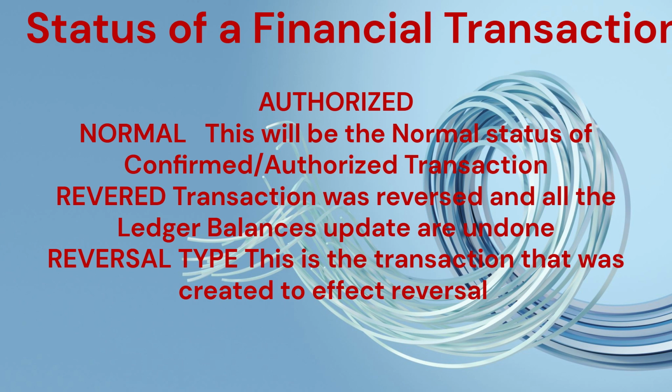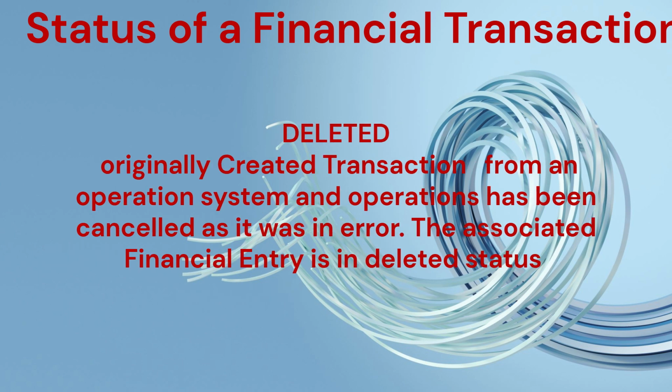Reversed: when a transaction is found to be in error after it is confirmed and balances updated. The transaction is reversed and all the ledger balance updates are not undone, but a new transaction with opposite entries is generated and confirmed. Reversal type: this is the transaction that was created for reversing the original transaction, which would create negative entries for GL. Deleted: an originally created transaction from an operation system and operations has been cancelled as it was in error. The associated financial entry is in deleted status.